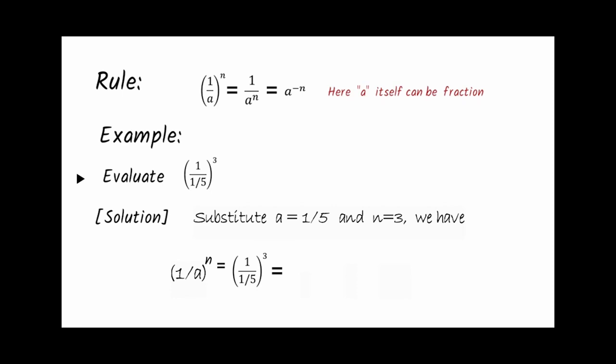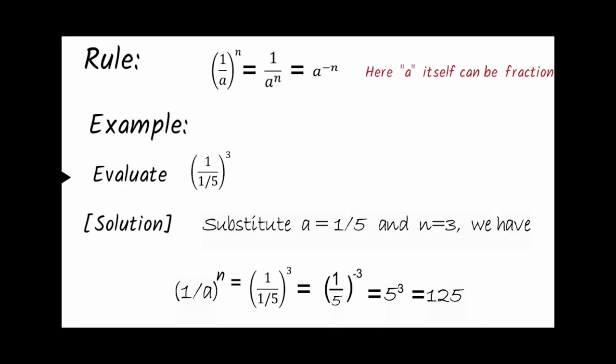Now we're going to substitute the 1 over 5 into a. So that becomes 1 over 5 raised to the power of negative 3. So we have a fraction raised to a negative exponent. And the first thing we're going to do is convert the negative exponent into a positive exponent. So that means we have to inverse the base fraction. So the inverse of 1 over 5 is 5. Okay? So that becomes 5 raised to the power of 3. 5 raised to the power of 3 is 125. So that is the final answer for this example.